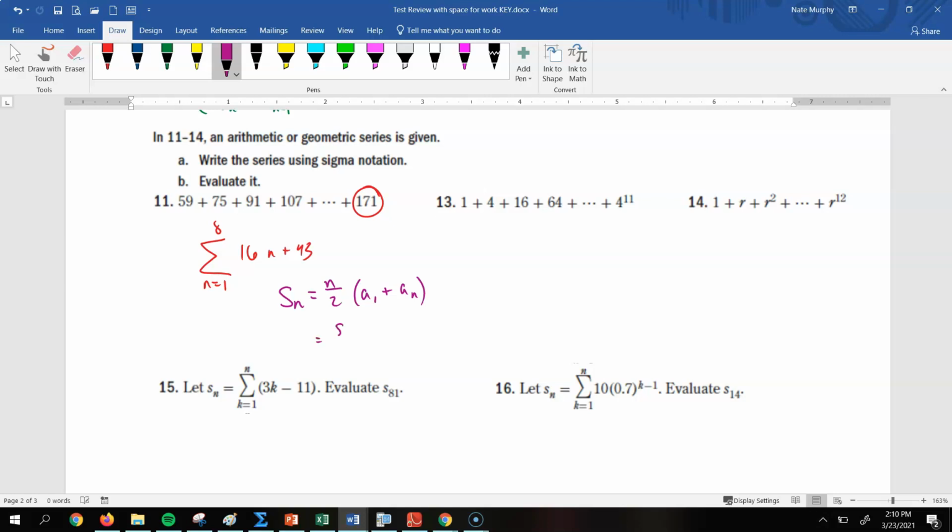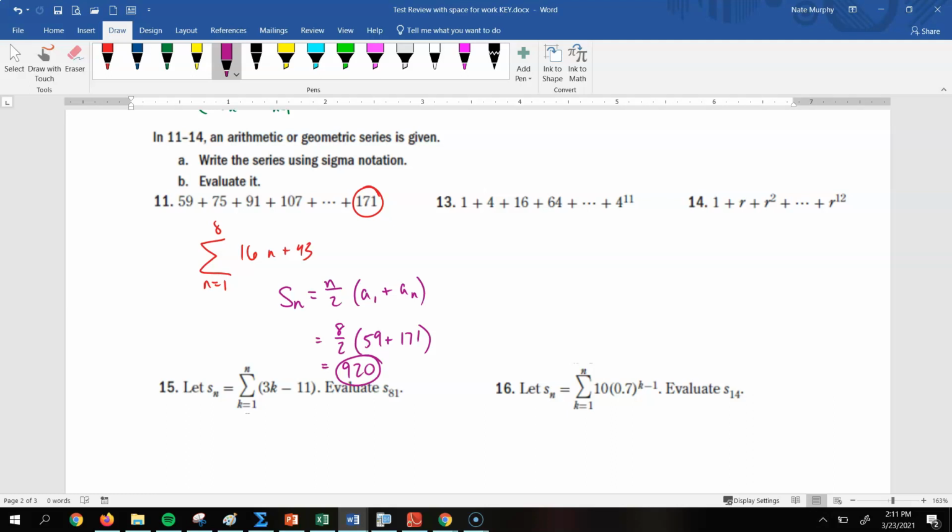So we would just take 8 divided by 2, which I know would be 4, and then we would have 59 plus 171. So when you do that on your calculator, you get 920 as your answer. So the sum of that series for number 11 would be 920. All right, let's look at number 13 here.